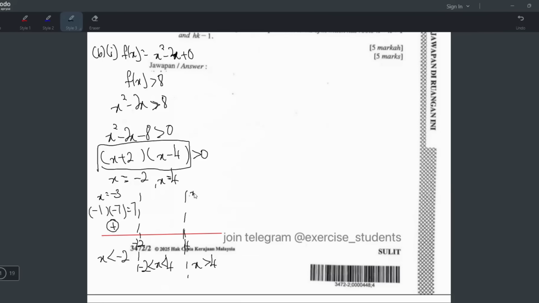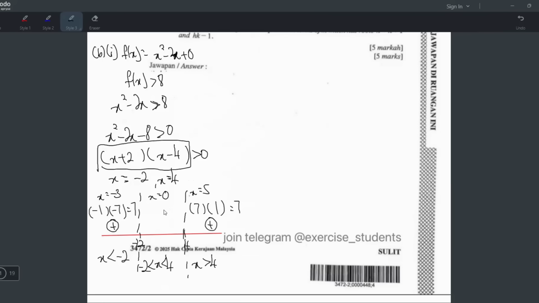Now let's move on to here. We have to choose any number that is bigger than 4. Let's use 5, same process, same steps. Sub into the brackets. So 5 plus 2 here is 7. Here, 5 minus 4 is 1, and you get positive 7. So positive also. Now for the last region, x has to be in between negative 2 and 4.